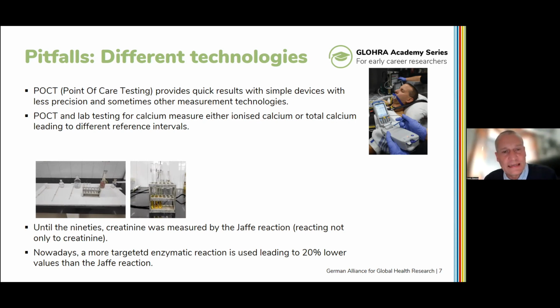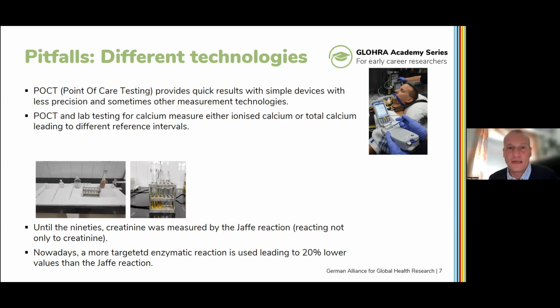So for instance, until the 90s, creatinine, another lab value, was measured by the so-called Jaffe reaction. But this does not react only to creatinine; it reacts to some other things as well. Nowadays there's an enzymatic method that is used, which is more targeted to creatinine, and it yields 20% lower values. So you can compare the values from 30 or 40 years ago, but you have to take into account that they are 20% higher. You have to know this.